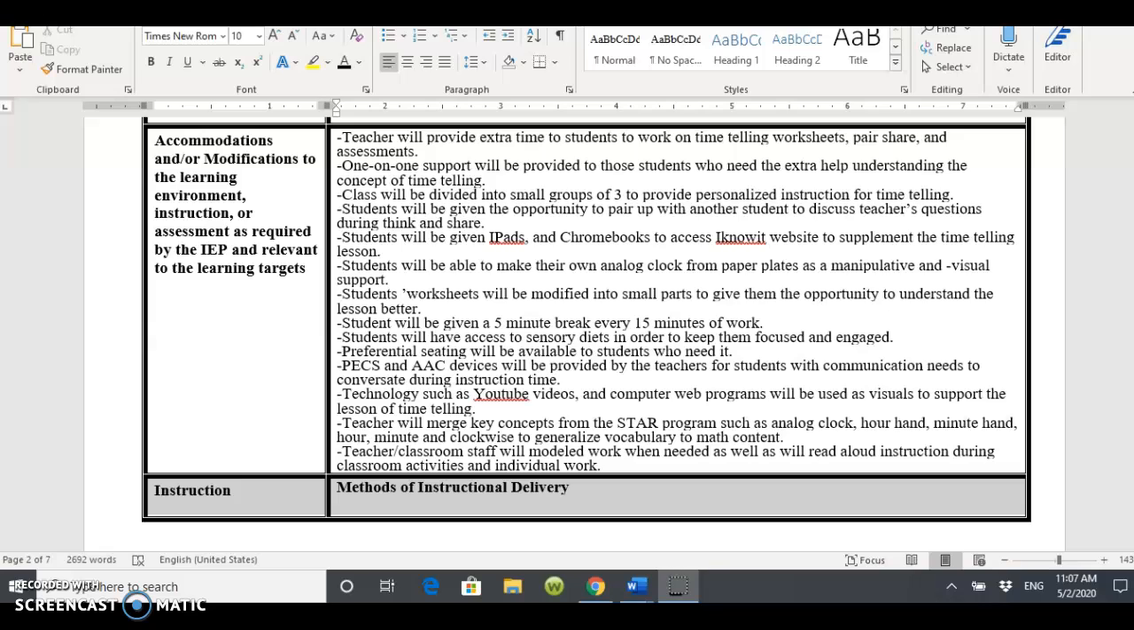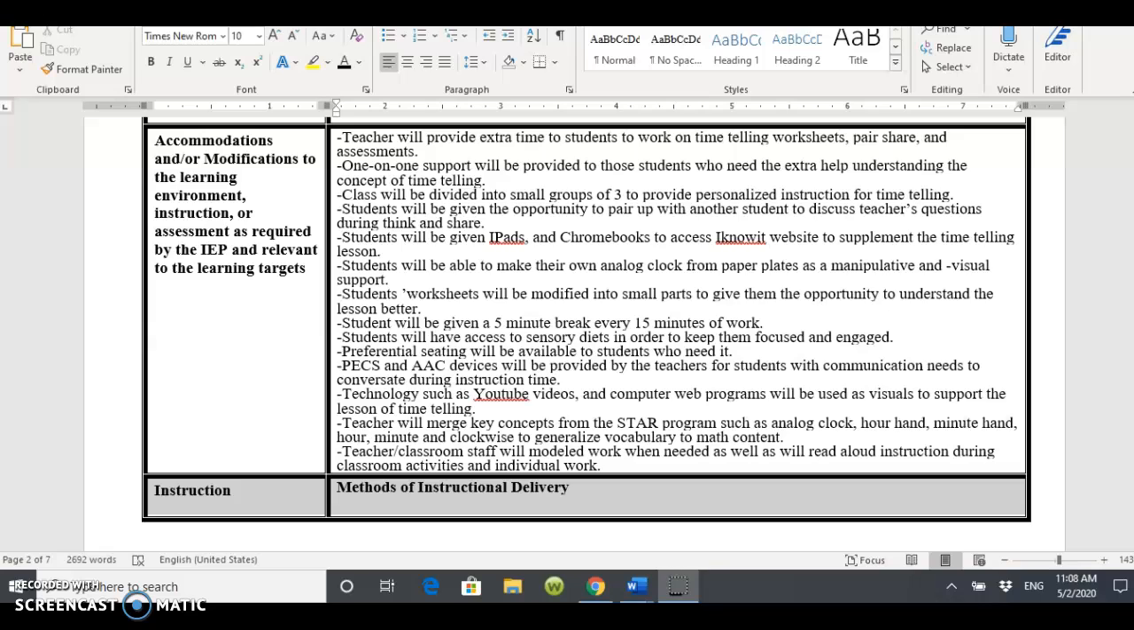Students' worksheets will be modified into small parts to give them the opportunity to understand the lessons better. Students will be given a 5-minute break every 15 minutes of work. Students will have access to sensory diets in order to keep them focused and engaged. Preferential seating will be available to students who need it. PECs and AAC devices will be provided by the teacher for students with communication needs to converse during instruction time.